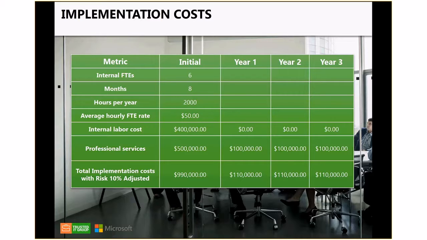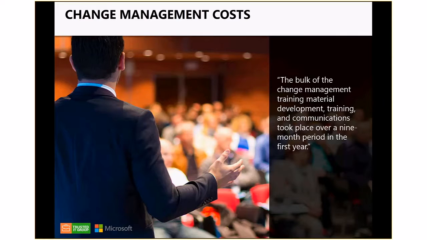Okay, so again, initial year, boom, 990K, big investment. So let's see how you can get your money back on that. So change management costs. Again, this is part of the whole adoption percentage. The bulk of the change management, training material development, and the training and the communication took over a 9-month period in the first year. There's a lot of things that you could do to get the awareness of this new PPM solution. The tool is only as good as the people that use it. So if you have this big, $1 million investment of this new solution, which is supposed to take you to the promised land, and no one's using it, then what good is it really?